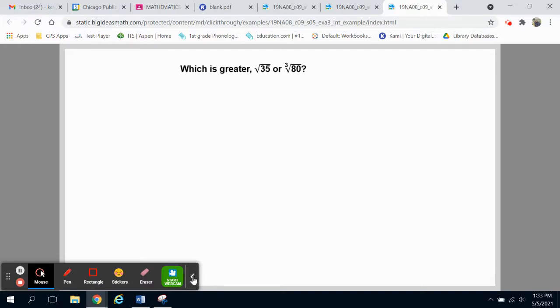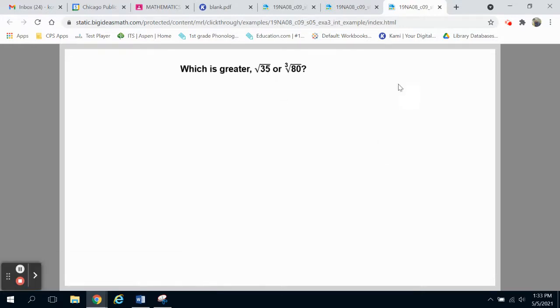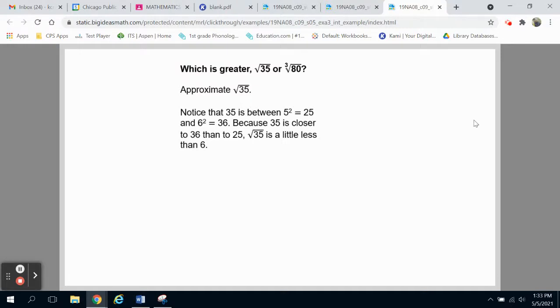And then once we're able to do that, we can compare two different irrational numbers. So let's see what happens. We're going to approximate the square root of 35. So 5 squared is 25, 6 squared is 36, 35 is pretty close to 36, so we're going to say the square root of 35 is almost 6. So there it is on the number line.